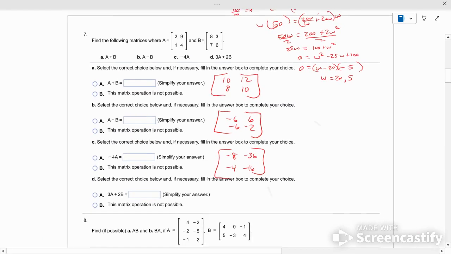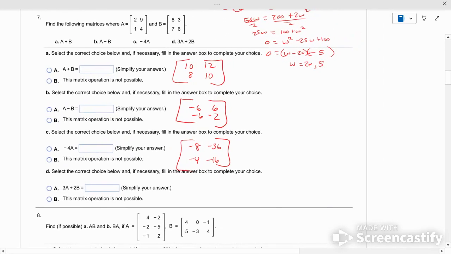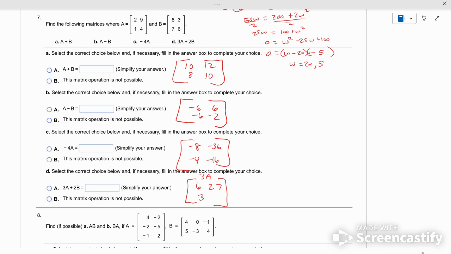And 3A plus 2B, we have to take 3 times A, so 3A is going to be this one. 3 times A is 6, 27, 3, 12. 2B is 16, 6, 14, 12. If we add them together, we get 22, 33, 17, and 24.